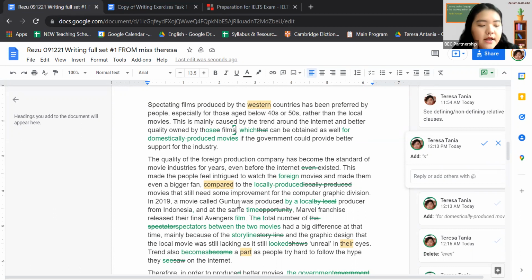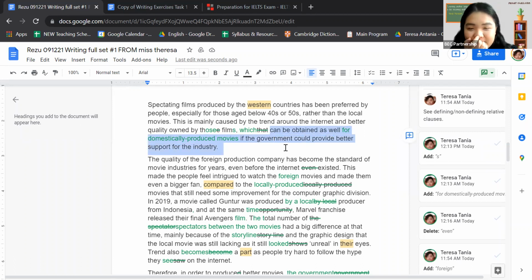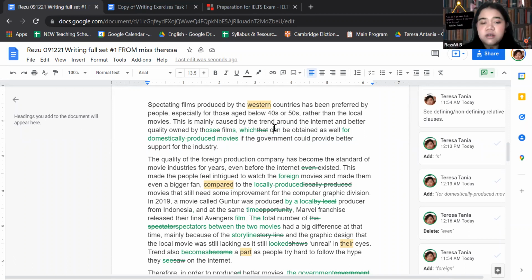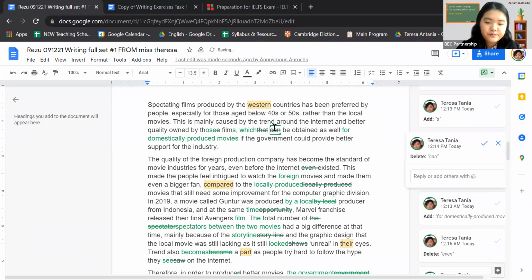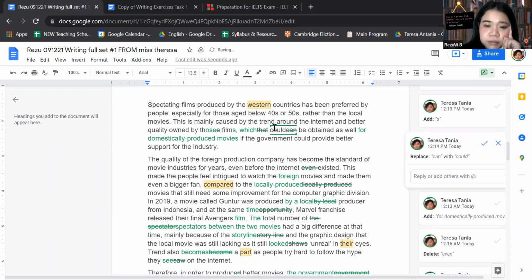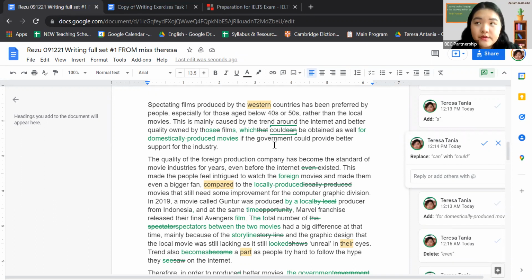Wait. I'm a bit weak with conditionals. So for this one, if the government could provide better support for the industry. So I'm using the second type, right? Yeah. But if I'm not mistaken, the second type would require us to use the past tense too here. Yes, past and passive. Past perfect, sorry. Present, past and past. Yes, it's supposed to be past. If the government could provide, which could be obtained as well for domestically produced movies.